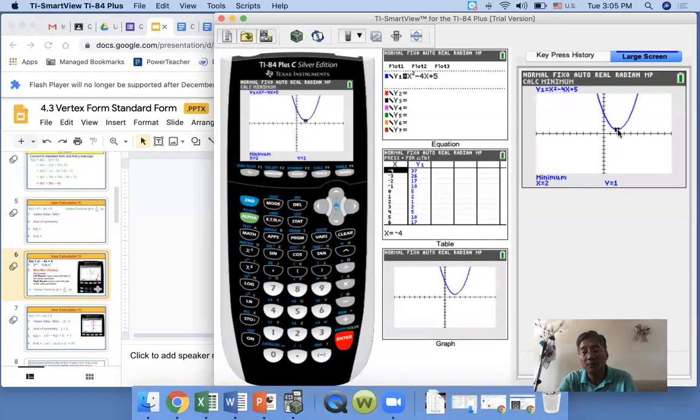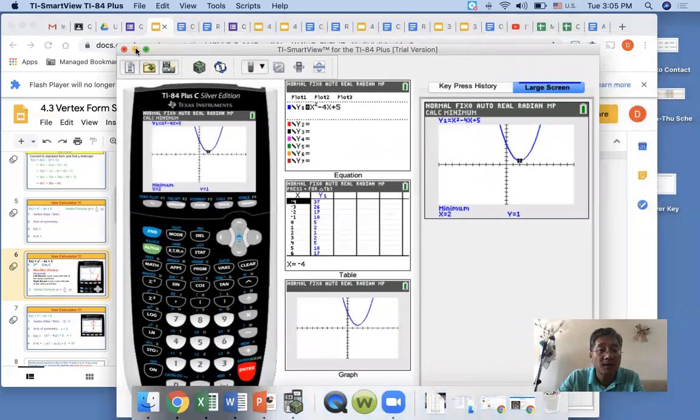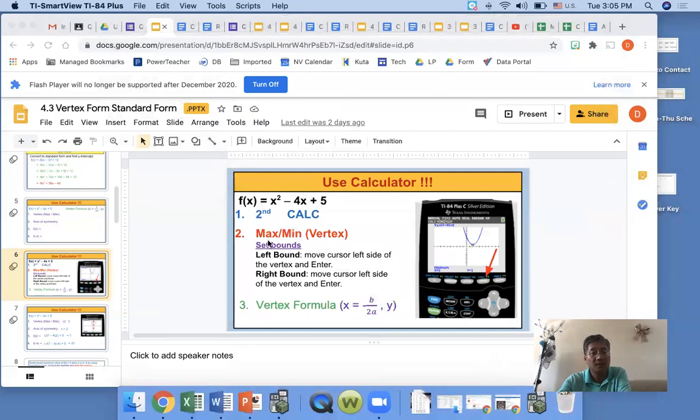So this minimum value is the vertex. If the graph is upside down, when you have a negative coefficient for x squared, then the vertex will be a maximum. So you should find the maximum. So everybody understands how to use the calculator. You go to second calculation and find the minimum or maximum for the vertex. Everybody get it, right? So once you get it, now you know the vertex.